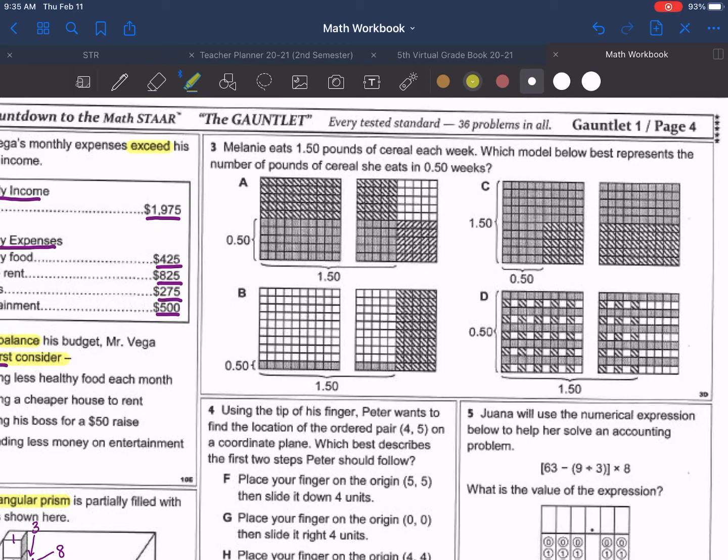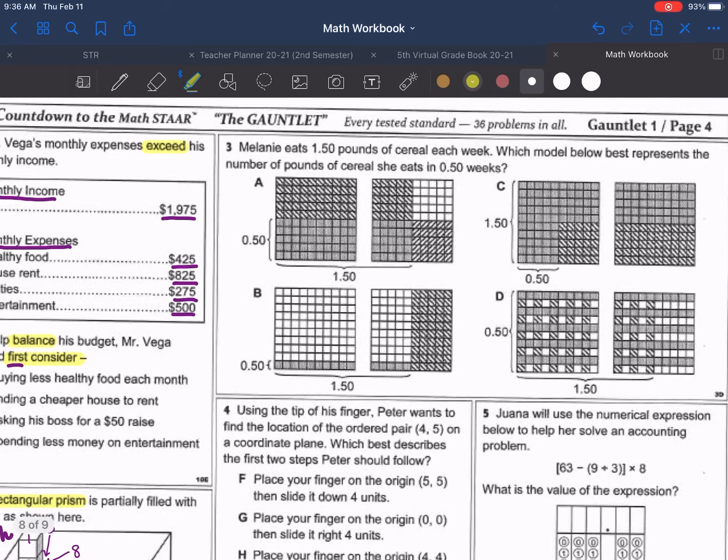Well, we clearly see that we have some base 10 blocks. And now we know that each of these blocks, they go 10 by 10, which 10 times 10 is 100. So we know that each of them equals 100.